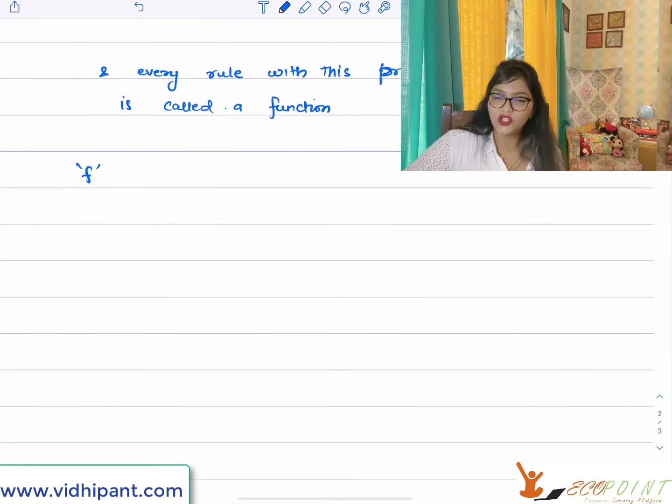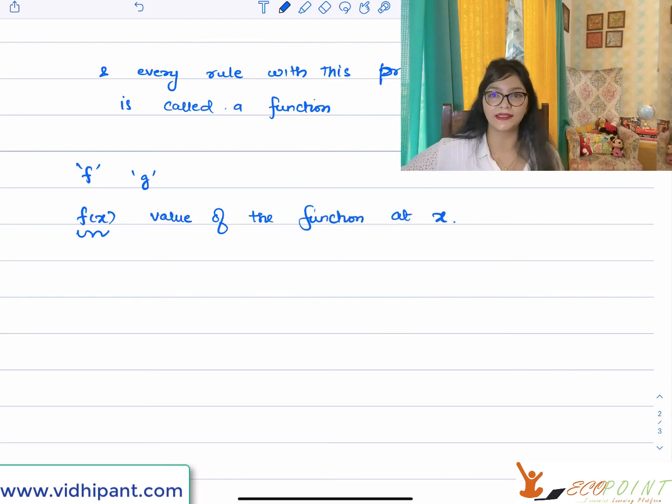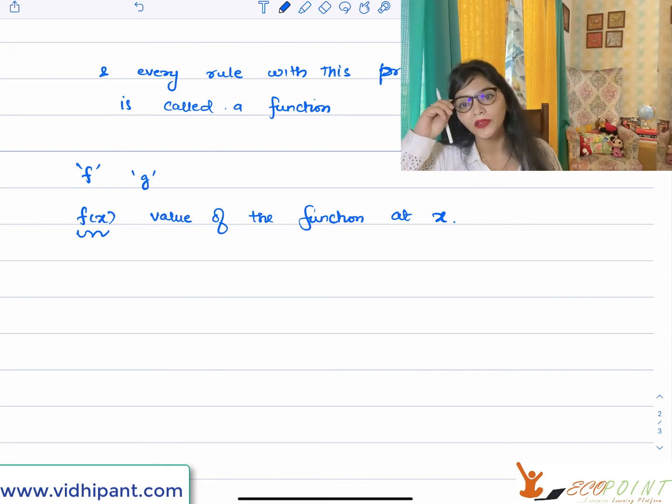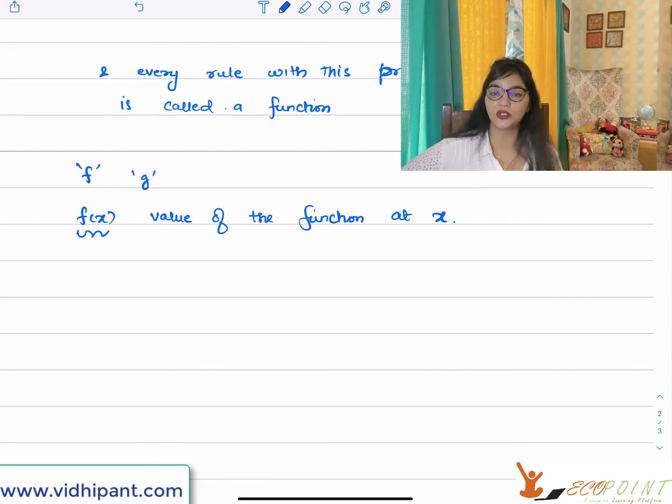It's denoted in general with f, g, h; it could be capital letters also. This is how it is depicted. And when you write f(x), it basically means the value of the function at input x. Okay, so when we write f(x), f is the relation or the function, and f(x) means the value of the function at this particular input value x.